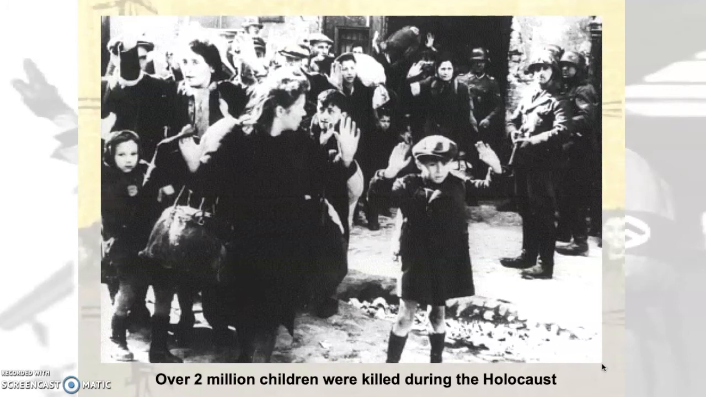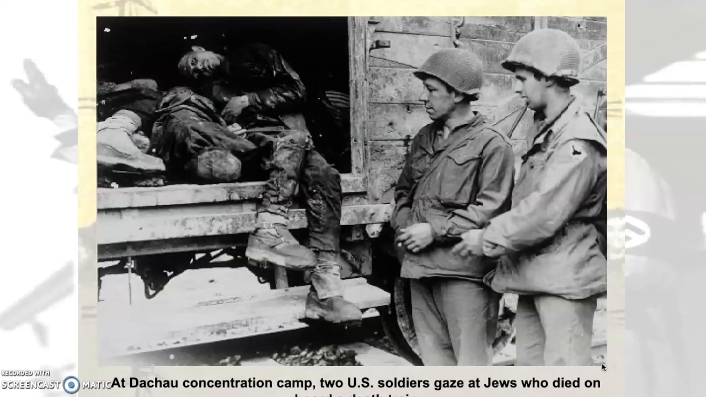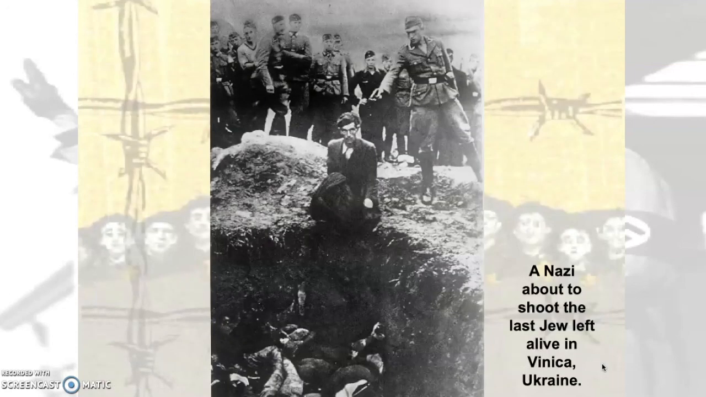Children were also killed. It did not matter if you were a child during this time. 2 million children were killed during the Holocaust. And these are some images taken in Auschwitz of the children that Dr. Mengele experimented on. This is at Dachau, the concentration camp. So the 2 U.S. soldiers, those are bodies on the train of Jews that have died on this death train. This is a Nazi about to shoot the last Jew left alive in Vinnytsia, Ukraine. So there's the mass grave of all the bodies.